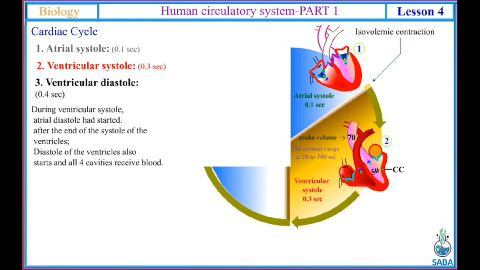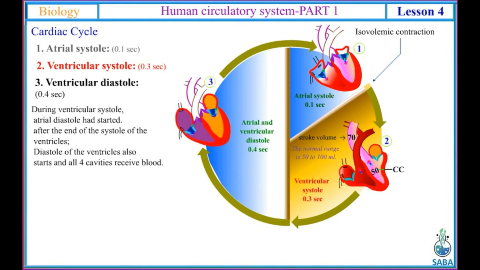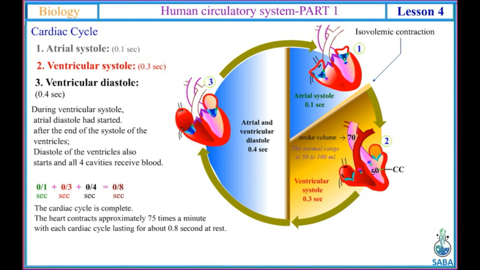Ventricular diastole. This takes 0.4 seconds. During ventricular systole, atrial diastole has already started. After the end of the systole of the ventricles, diastole of the ventricles has started and all four cavities receive blood. So as you see, the whole cycle takes 0.8 seconds. The cardiac cycle is complete. The heart contracts approximately 75 times in a minute, with each cardiac cycle lasting for about 0.8 seconds at rest.